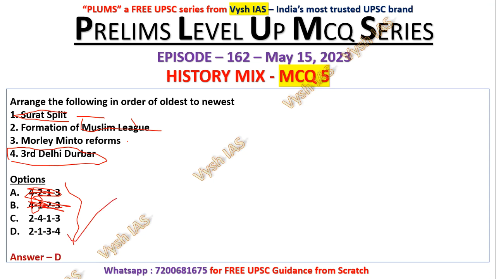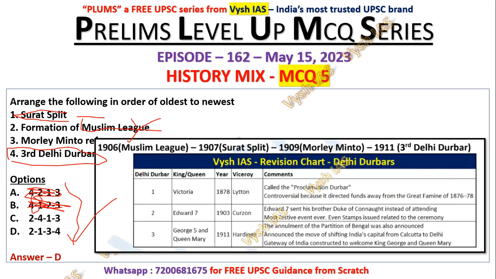Okay, meaning you did not have to know every event. Morley-Minto, you know, it is 1909, 2 years after that, and then only the Delhi Darbar will happen. See, these are the 3 Darbars which happened, and the years first you see: 1906 is Muslim League, 1907 is Surat split, 1909 is Morley-Minto, and 1911 is Delhi Darbar. Okay. So if you see here, 1877, 1903 and 1911 are the 3 Delhi Darbars.